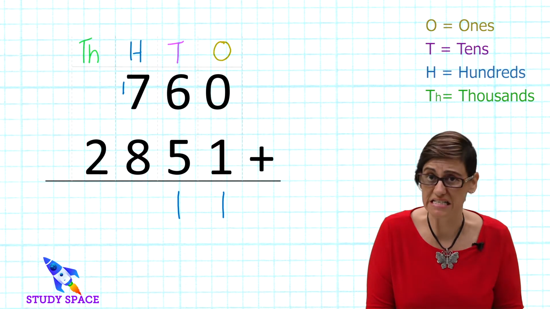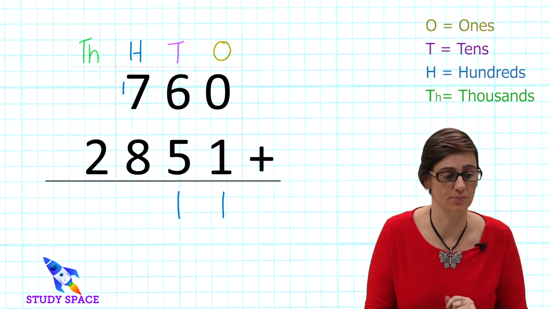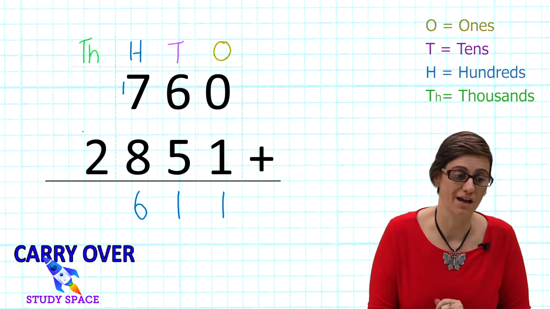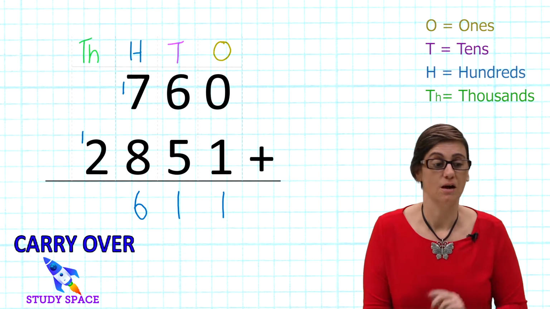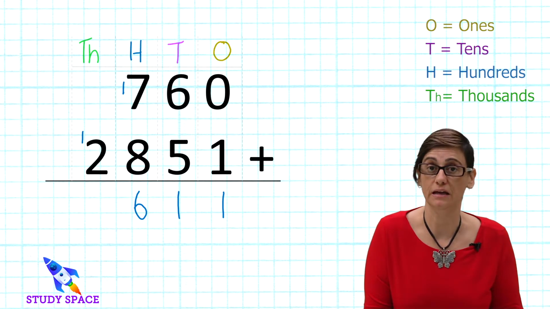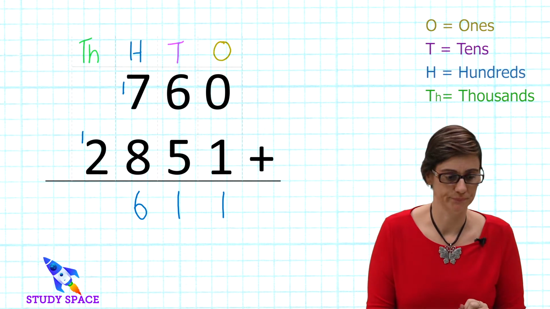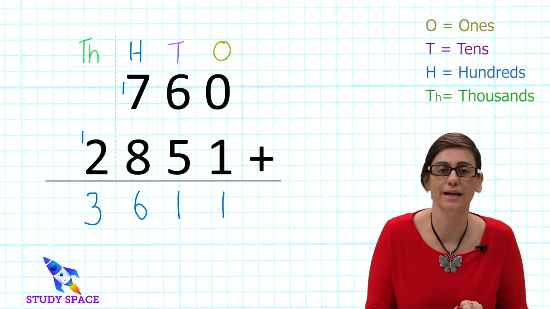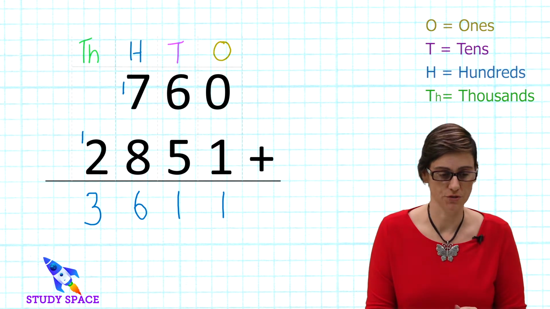So can I put my 16 down? No, so I need to separate it. So I put my 6 first, and then I carry my 1 over. Now I'm at the thousands. So I've only got 2 plus 1 there, which is 3. Making sure all of your numbers are lining up in the correct columns, boys and girls.